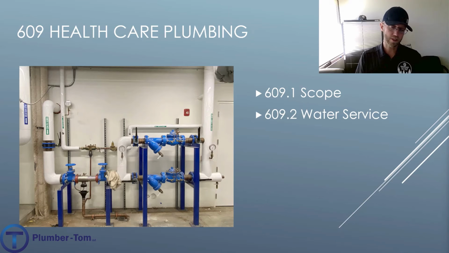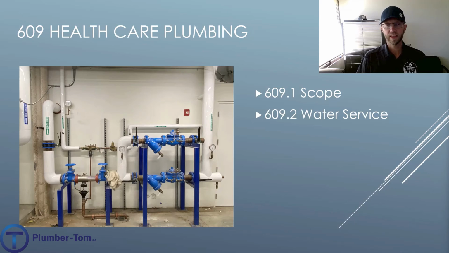That's what we're referring to here. Jumping to 609.2, it talks about water service. It says that in these types of buildings, we're talking healthcare types of buildings, those buildings shall have not fewer than 2 water service pipes sized such that with the loss of the largest pipe, the remaining service pipes will meet the water demand for the entire facility.